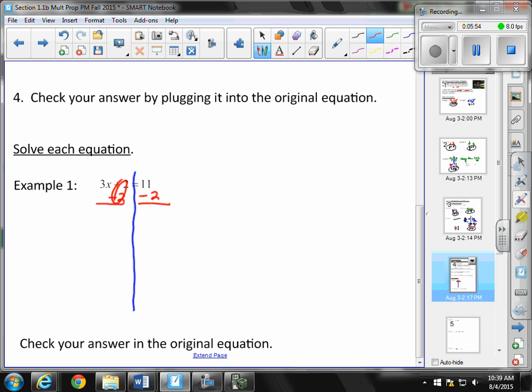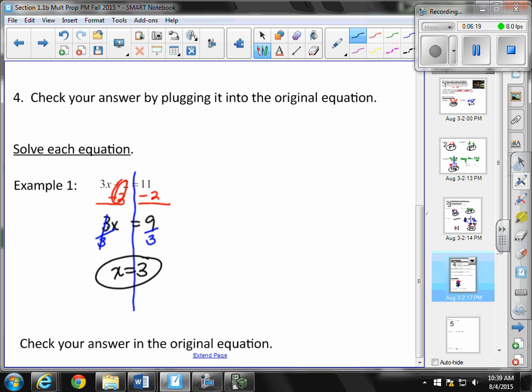2 minus 2 is 0, so I'm left with 3x equals 11 minus 2 is 9. Now I'm going to use my multiplication property. I have 3 times x, so I need to divide both sides by 3. And that will give me x equals 3. There's my answer. Check your answer in the original equation.